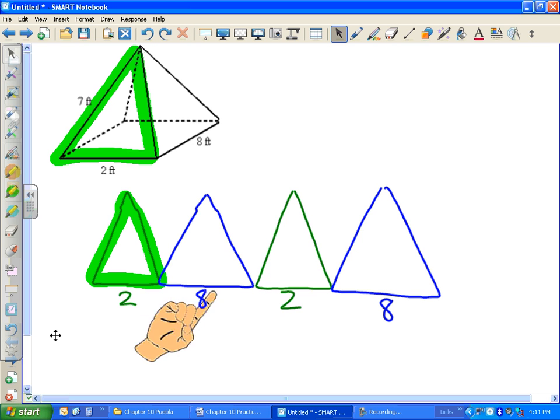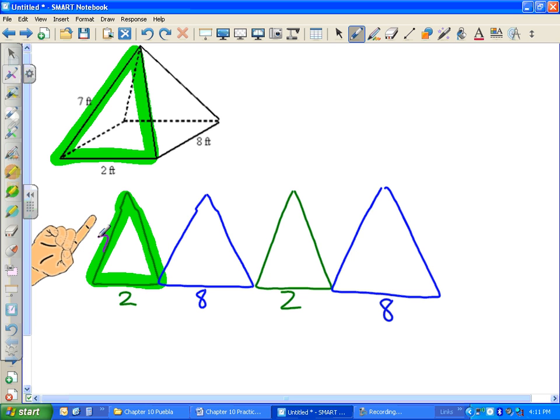So I got 2, 8, 2, 8. Does that make sense? 2, 8, 2, 8. Even though this doesn't look like a 2, remember, don't judge a picture by how it looks. Go by the numbers they give you, okay? Now the next thing they say is these are isosceles triangles, and that means that each one of these sides is 7, 7, 7, 7. Okay?